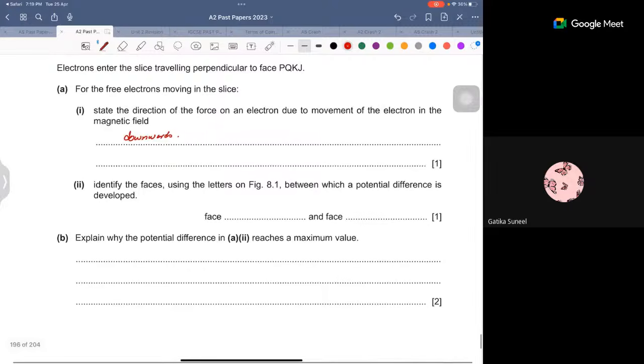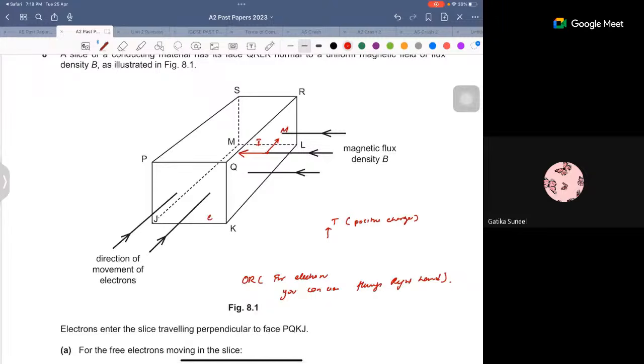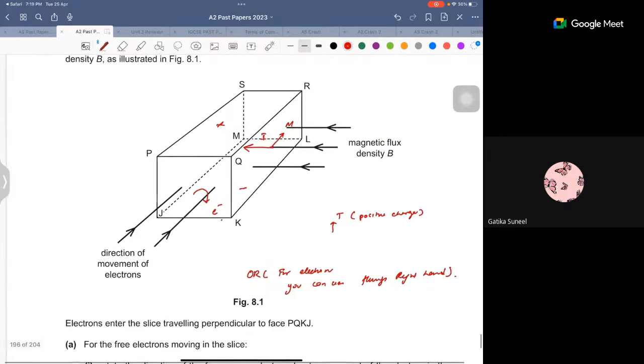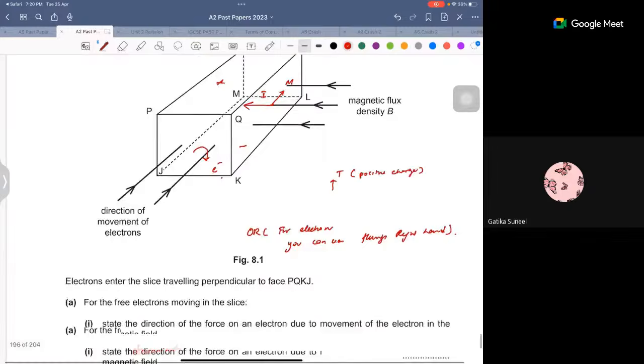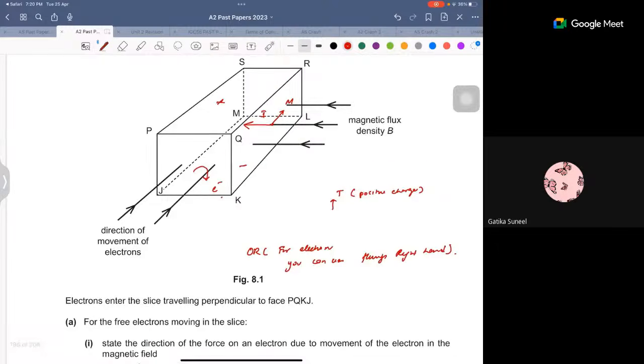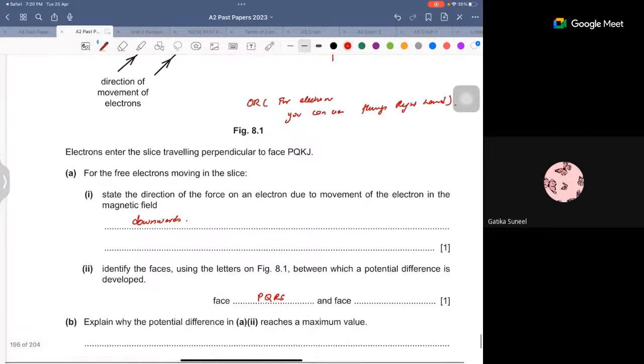So now let's go forward. Identify the phases using the potential differences developed. Obviously, when the electrons are going down, JKLM would be negative and PQRS would be positive. So you're going to write PQRS, and the phase JKLM. These two phases will be your charged phases.